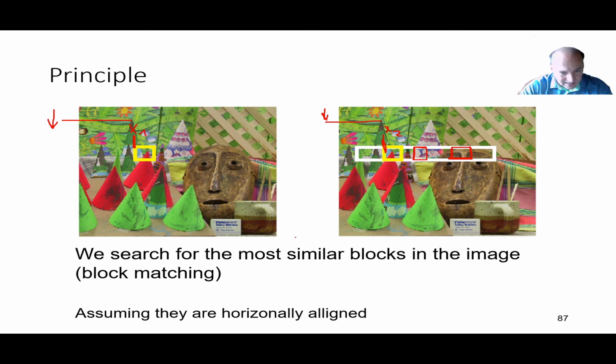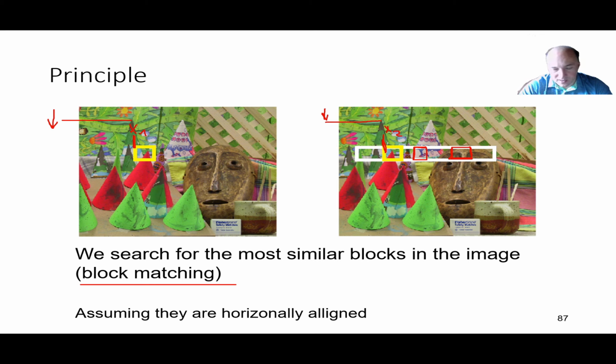This algorithm is called block matching, and it assumes that the pictures are aligned in this direction, otherwise it would not work. Horizontally means in this direction that it's aligned. So we need to search the image for the most similar block.